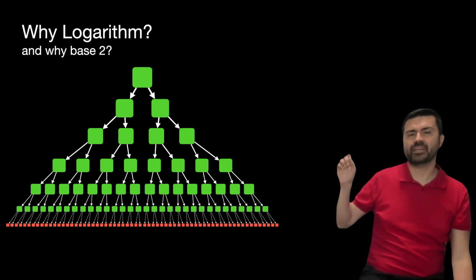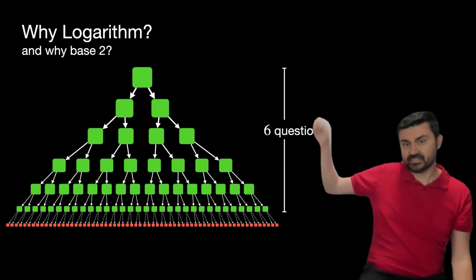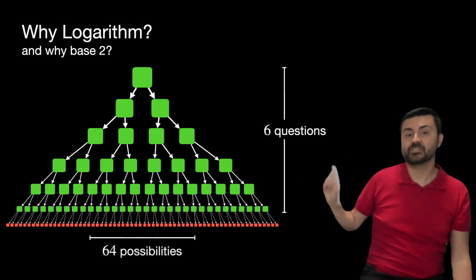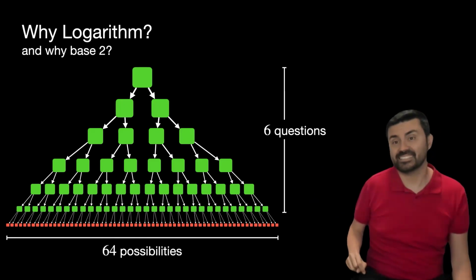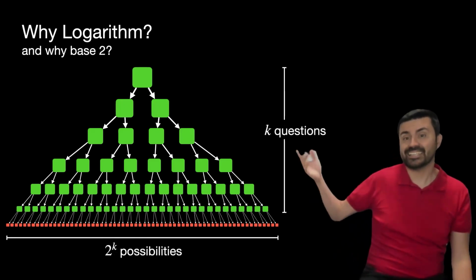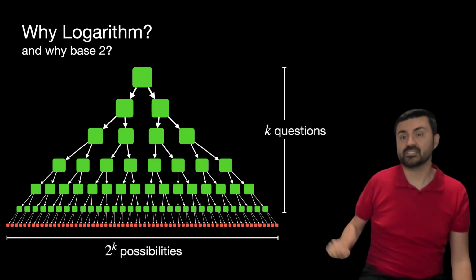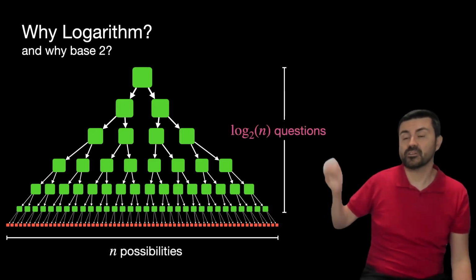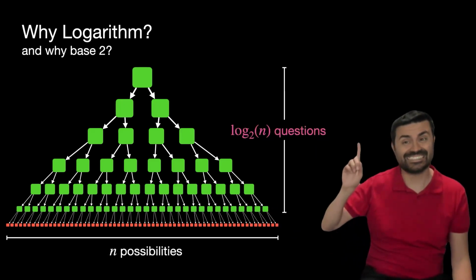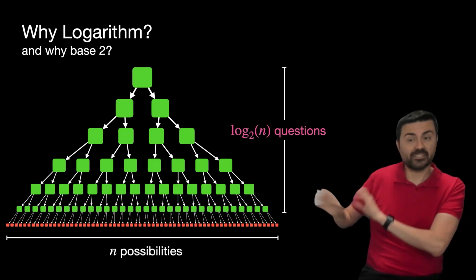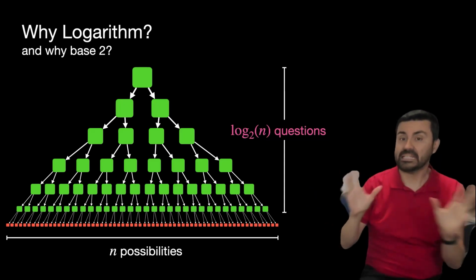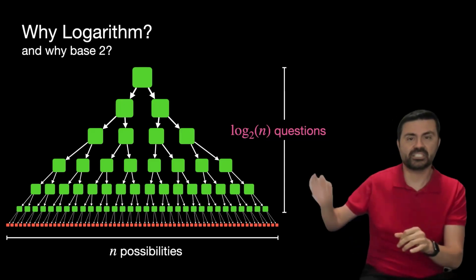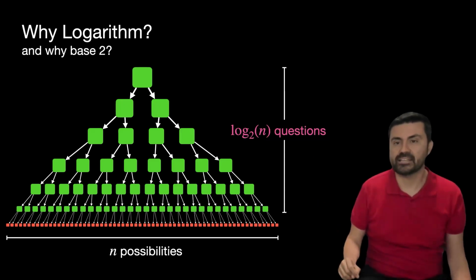So to clarify, why base 2? Well, because 6 questions means I multiply a 2 by itself 6 times to get the number of possibilities, which is 64. So in general, k questions gets you to guess 2 to the k possibilities, or if I have n possibilities, I need logarithm base 2 of n questions at least. Now, this is in a good case. My data could be disorganized and maybe I need more questions than that. But in an optimal case, the optimal strategy hits logarithm base 2 of n questions.